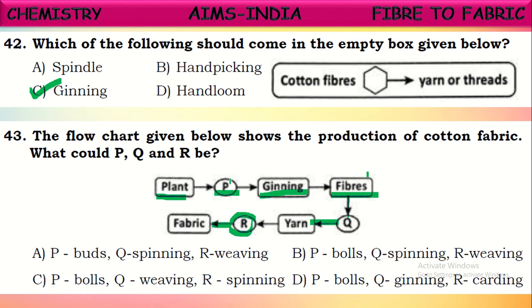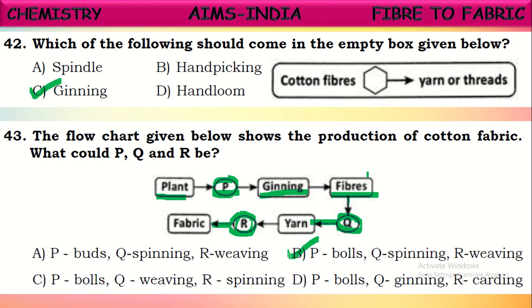Now we can say here this P is cotton balls and R is a spinning process. Sorry, Q is a spinning process and R is weaving process or knitting. Observe where these three are given. P is balls, Q is spinning, R is weaving. Yes, here it is. This is the correct matching.